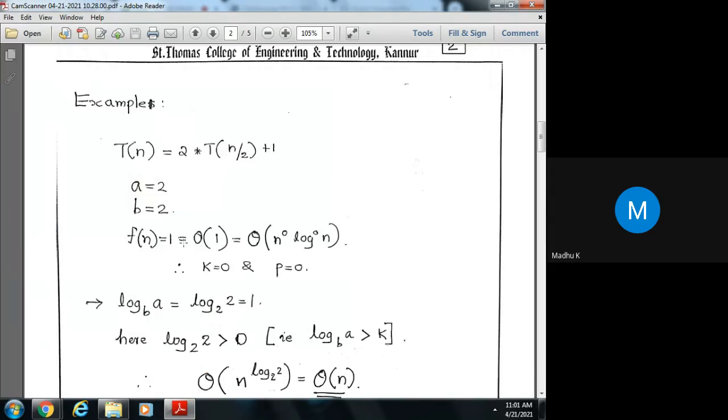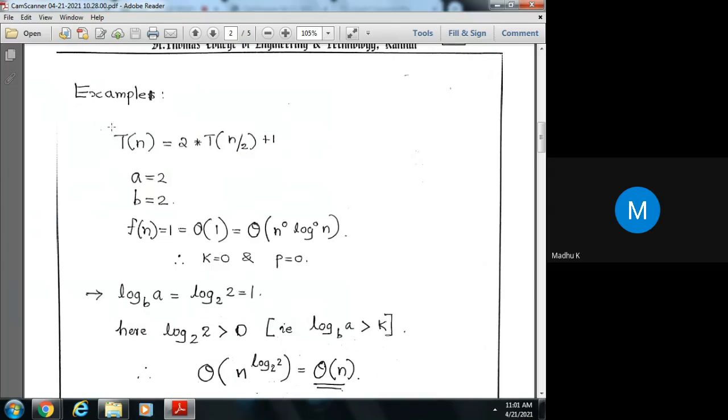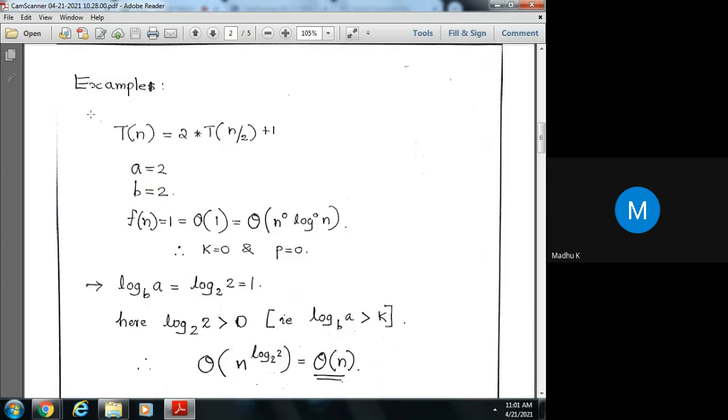Next, we are discussing various examples. The first example: suppose this is the recurrence equation, t of n is equal to 2 into t of n by 2 plus 1. First you should check the format. This is the a value. Then into t of n by 2, here 2 is b. So b is equal to 2.